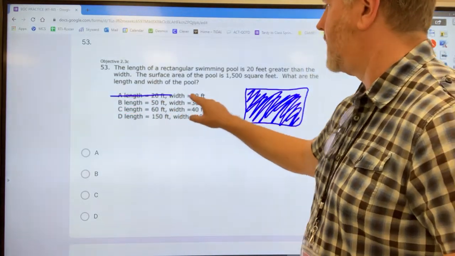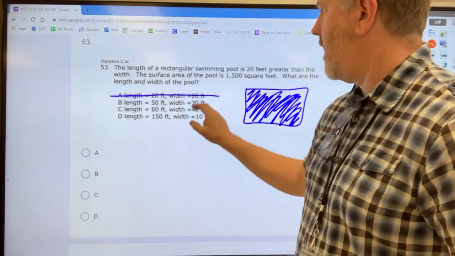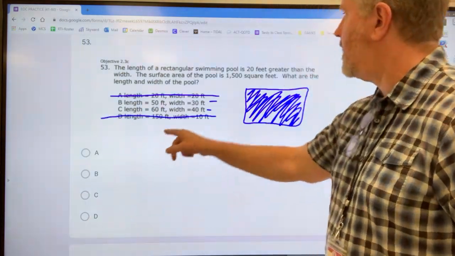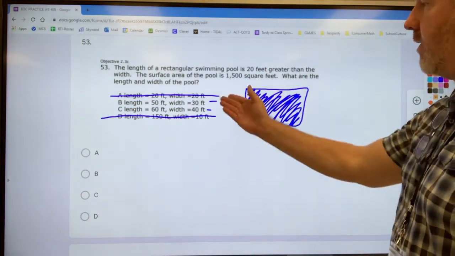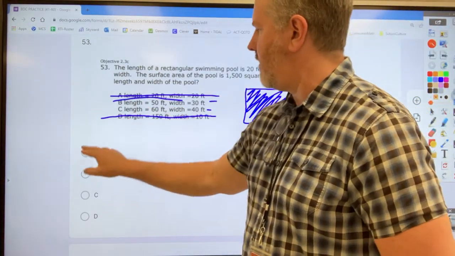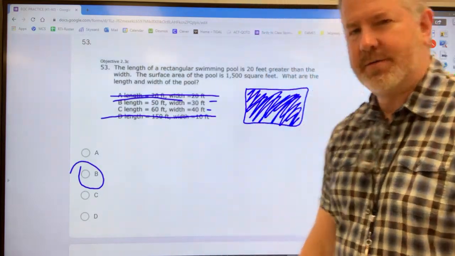This one doesn't work because that length is not 20 more. This one might work, this one might work. This one definitely doesn't work because that length is not 20 feet greater than the width. We've got it narrowed down already. Let's multiply those two together. That gives 1,500 feet.